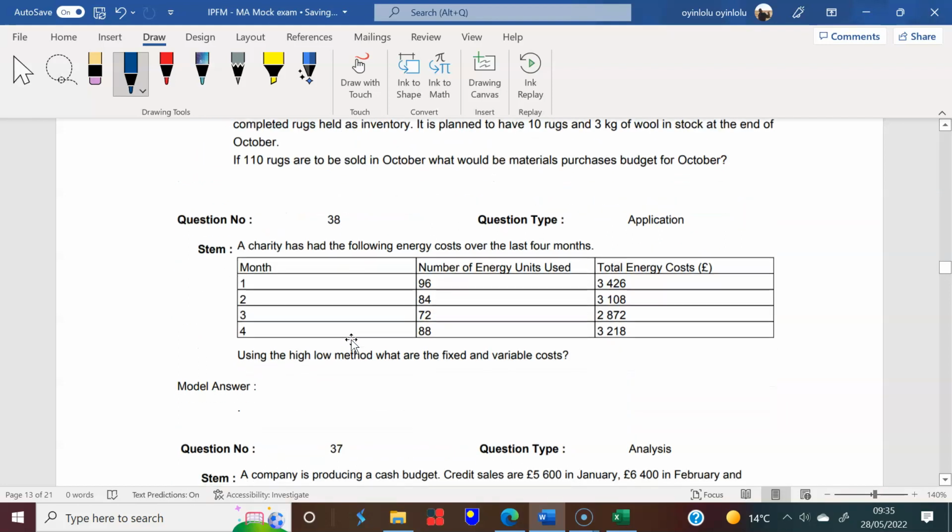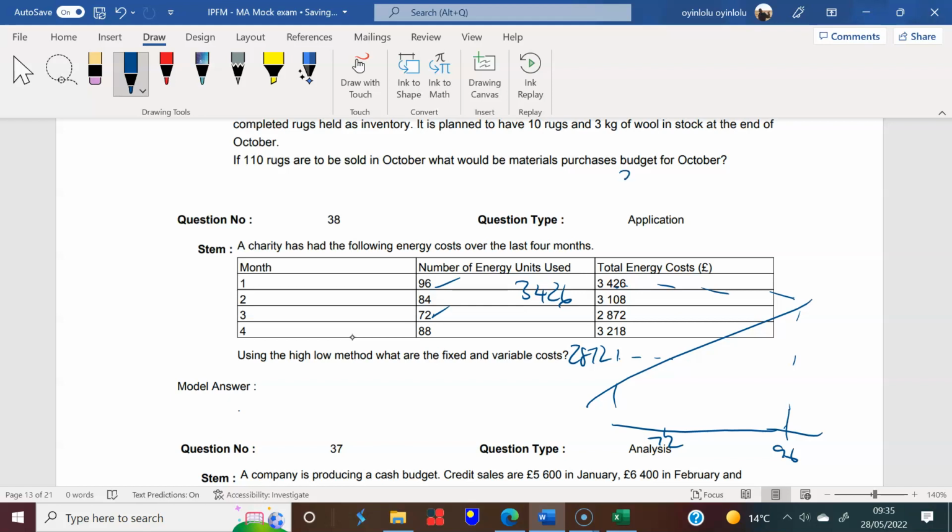Okay, right, great stuff. Here we're using the high-low method, always good examples to keep practicing. I know you must have seen this already. And again, it's that graph, and I have that there. I take the lowest. The lowest here is 72 units. So 72. And what is the cost of 72? That's 2872. And then I have the highest, which is 96. And what is the cost at 96? Come across. You have 3426.